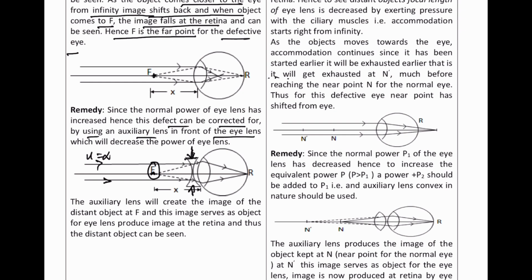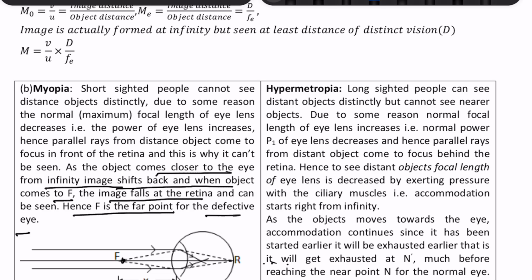Then if the object is at f, you can see. So the purpose of the auxiliary lens is to create the image of the distant object at f, so that it can serve as the object for the eye lens, and hence it is formed at the retina. Correct? For a long-sighted person, what is happening? Nearer objects they cannot see, but they can see the distant objects. So what is happening for distant objects?